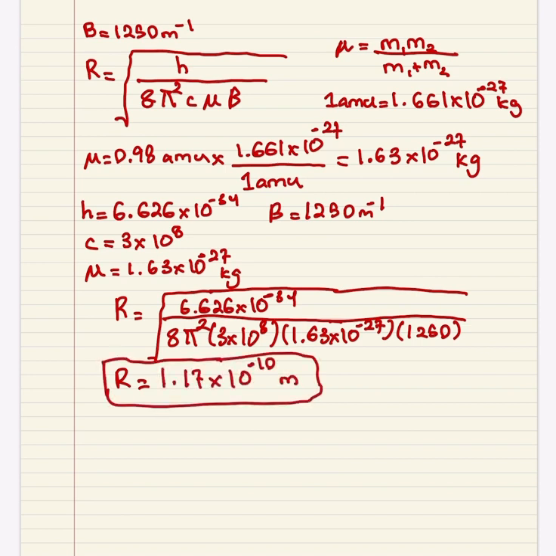After you put all the values into the formula, you should get the bond length equal to 1.17 times 10 to the negative 10 meter. Which is good, because the bond length has to be on the order of 10 to the negative 10 meter. If you get a different order of magnitude, that means your calculation is wrong, so you can recheck and make sure you get the correct one.